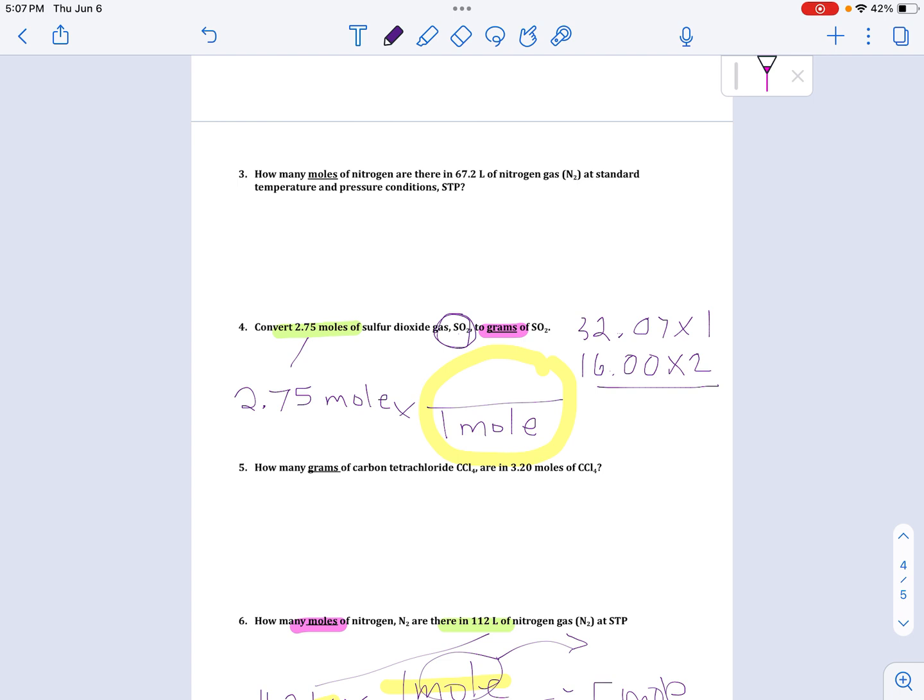All right, I'm going to take 32.07 times 1 plus the 16 times 2. 64.07 grams per mole. So 64.07 grams goes here. All right, and then I'm going to move this out of the way.